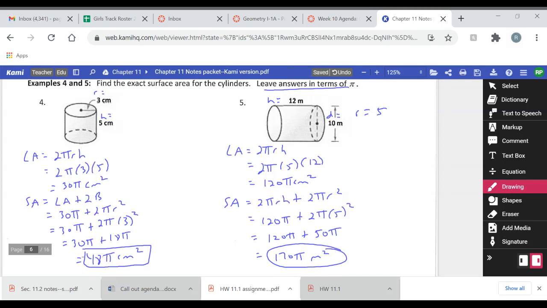All right, so that is it for the surface area of a prism and a cylinder. The next two we will end up doing are a cone and a pyramid. And then we'll end up doing the volume of all four. So that's it for 11.2. Let me know if you have any questions.